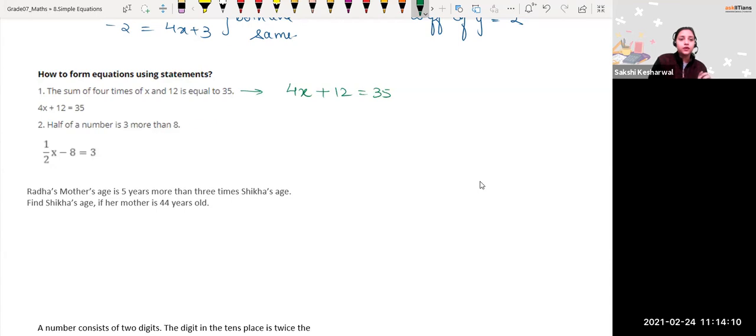It says over here, half of the number is 3 more than 8. Right now you don't know the number, so let the number be x. This is how you write it. Half of the number, that is x by 2, is 3 more than 8. So x by 2 is equal to 8 plus 3. That's it, right?